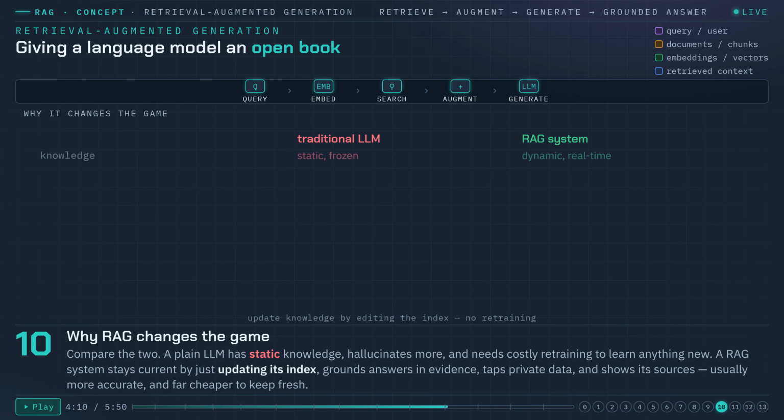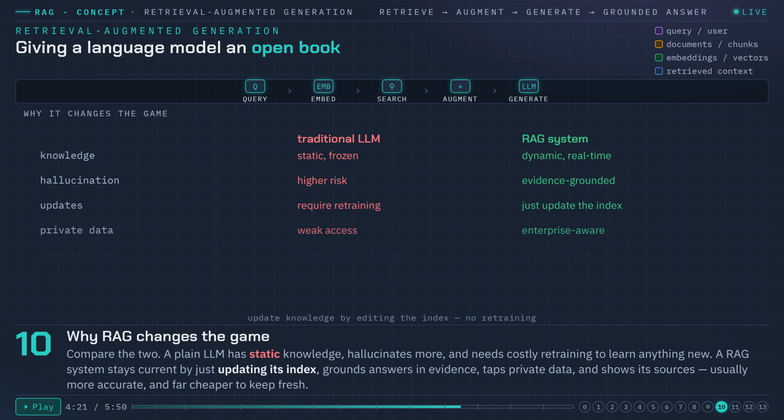Step back and compare. A plain model has static, frozen knowledge, hallucinates more often, and needs expensive retraining to learn anything new. A RAG system stays current simply by updating its index, grounds its answer in evidence, and can reach private data and show its sources. Generally more accurate and far cheaper to keep fresh.